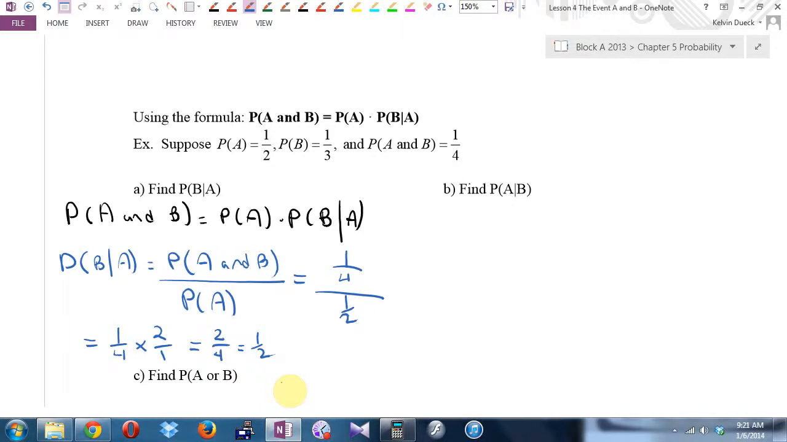Hey, this is using the formula. Okay, what if they don't give me the actual events? What if they just tell me the probabilities? Physics, this is formula manipulation for those of you who are in physics with me.